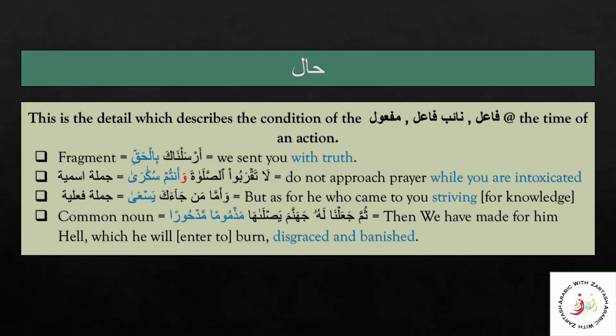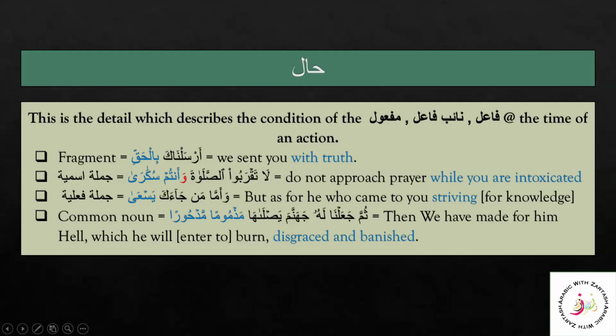A hal can be a common noun, and we see lots of examples in the Quran, mostly at the end of the sentence. Like here: thumma ja'alna lahu jahannama yasla-ha madhmuman madhuran. Then We have made for him Hell, which he will enter to burn, disgraced and banished. In what state is he going to enter? He is going to enter Jahannam while he is disgraced and banished. Again, this is a detail of the maf'ul bihi, the hal of the maf'ul, as we say that hal is a detail which describes the condition of the fa'il sometimes, and the maf'ul sometimes. So here it is describing the hal of the maf'ul, that he is going to enter the Hell while he is disgraced and banished. And here you can see the waw hal is dropped when we have a jumla fi'liya.